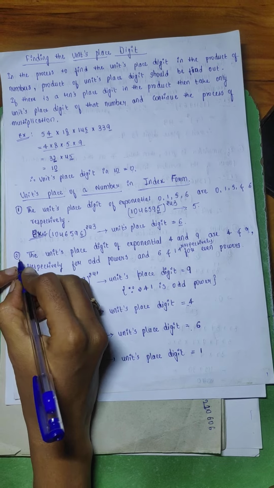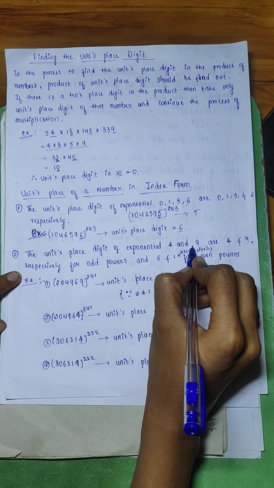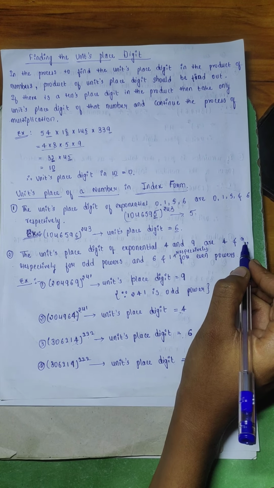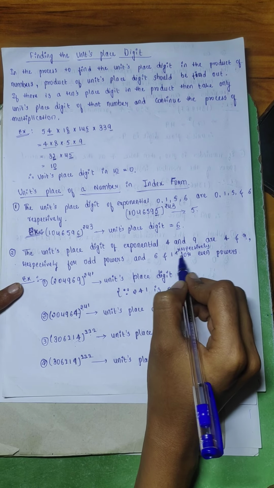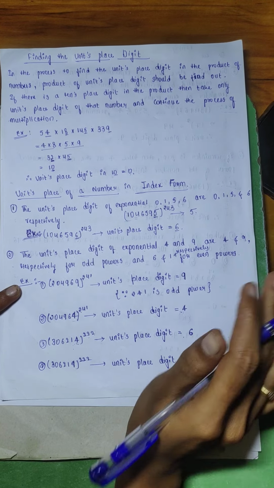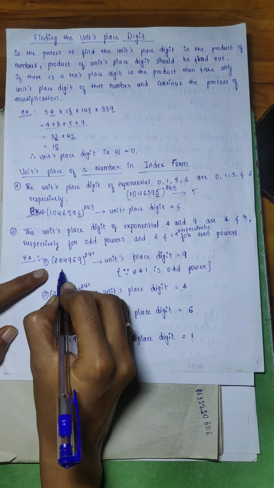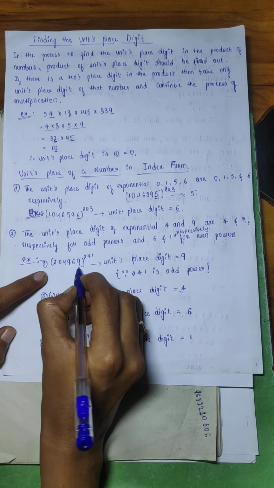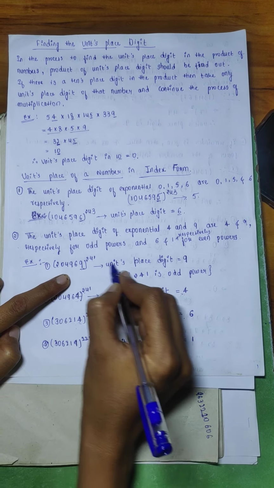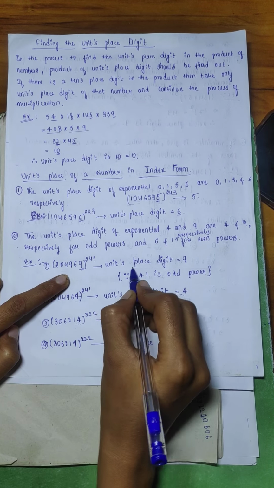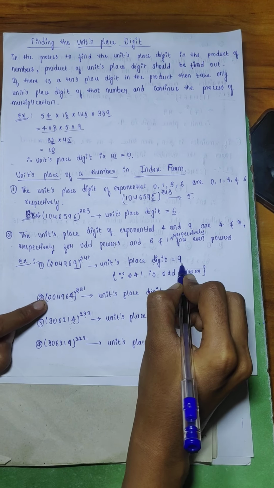Okay, coming to the second condition. If the units place digit of the exponential is 4 or 9, it will remain 4 and 9 respectively for odd powers, but it changes to 6 and 1 respectively for even powers. Let's understand this by an example. In the first example, the units place digit is 9, but the power given is odd. Therefore, after solving the whole problem, the units place digit that you will get will be 9.